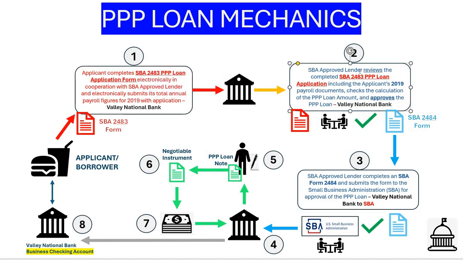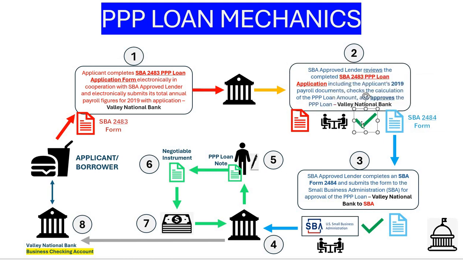Once that's done, the SBA approved lender, or the bank, reviews the completed application, the 2483 application, including the applicant's 2019 payroll documents. The lender is to check the calculation of the PPP loan amount from those payroll documents and confirm that the loan amount is calculated by the borrower correctly. The lender then approves the PPP loan.